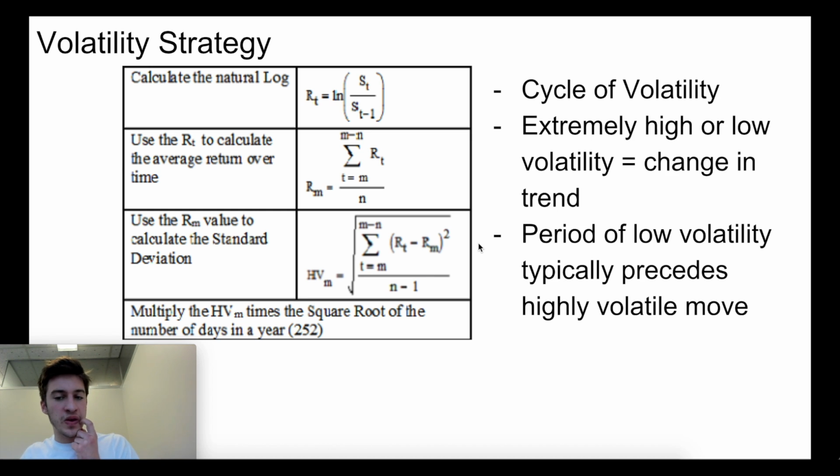Now, why does low volatility lead to high volatility, and why does low volatility lead to sometimes a change in trend? Well, let's say the market goes up, and then let's say the market moves on low volatility. What does that mean? Well, that means that a lot of buyers who were interested in buying likely have bought.